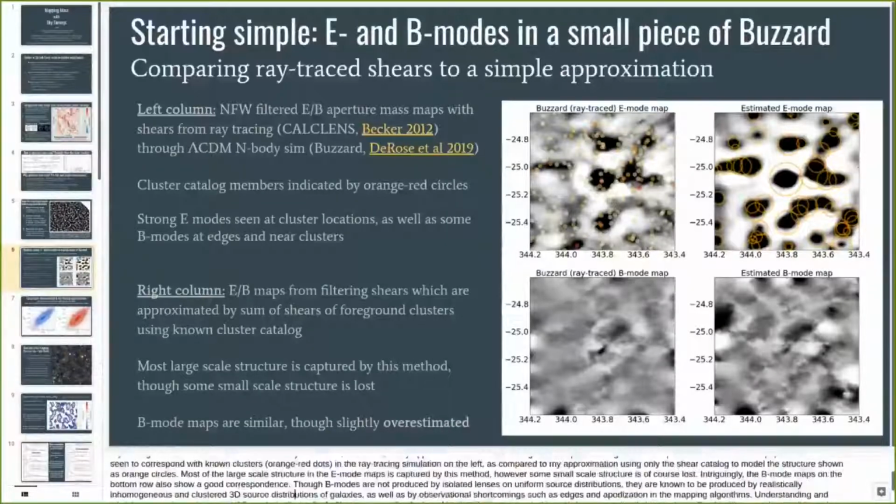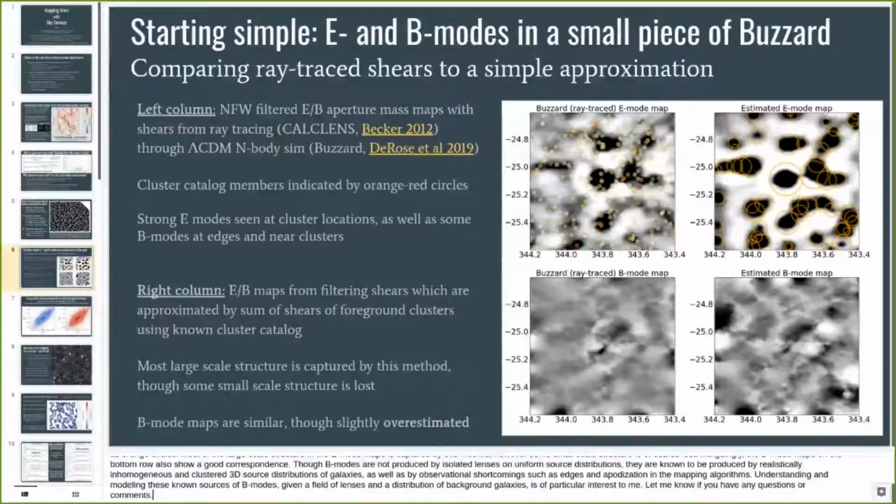Intriguingly, the B-mode maps on the bottom row also show good correspondence, though B-modes are not produced by isolated lenses on a uniform source distribution. They are known to be produced by realistically inhomogeneous and clustered 3D source distributions of galaxies, as well as by observational shortcomings such as edges and apodization in the mapping algorithms. Understanding and modeling these known sources of B-modes, given a field of lenses and a distribution of background galaxies, is of particular interest to me.